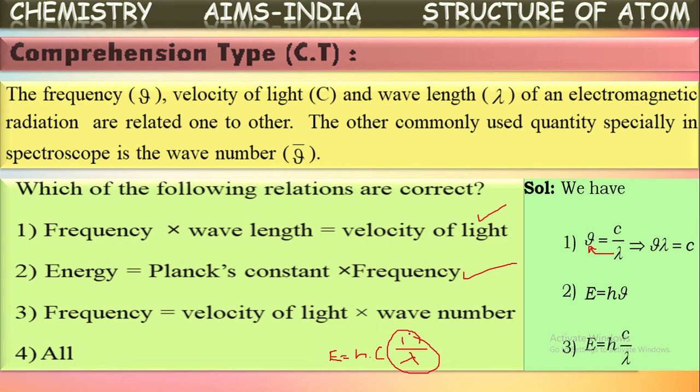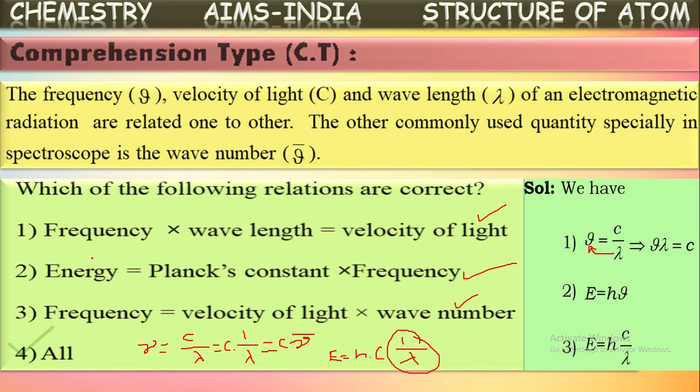Let me say once again. Relation between frequency and wave number. Let us take the same equation once again. Nu is equal to c by lambda. The same we can write as c into 1 by lambda. So this 1 by lambda is nothing but wave number. Now we can write it as c into wave number, isn't it? So frequency is equal to velocity of light into wave number. The same is given as the third option. Now this is also a correct statement. Got it? So by this, what we understood is that these three relations are correct.